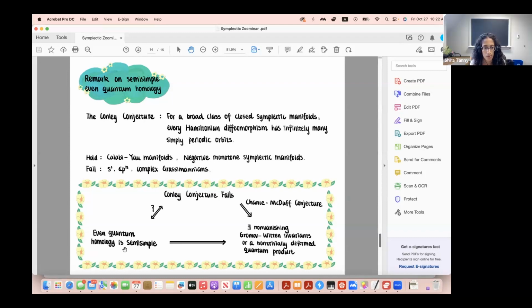So the bottom arrow is known or unknown? No, this is true. This arrow is known. So the question basically is, if you can go the other way of the diagram. I see.